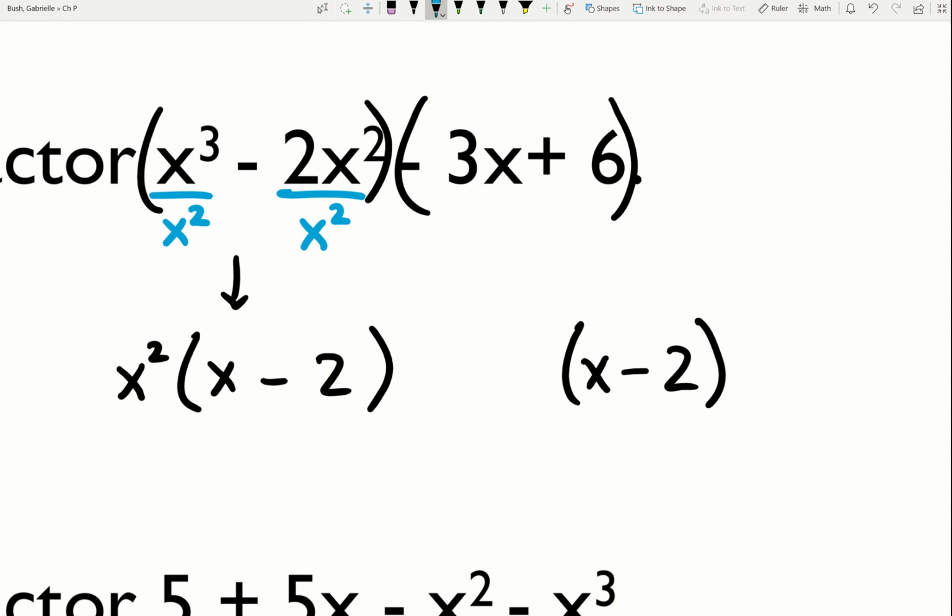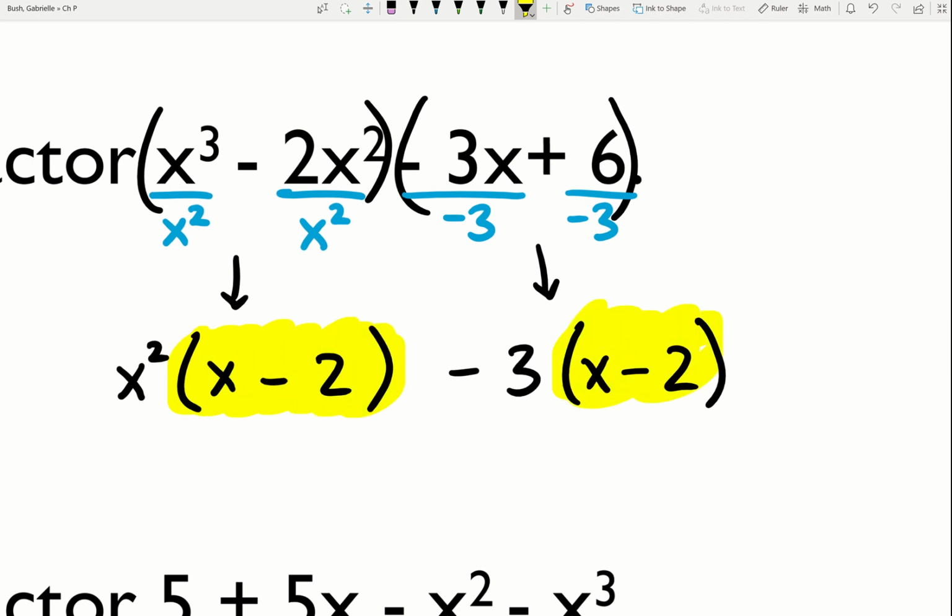And so I'm going to look at my second group and ask myself, what would I need to factor out so that I leave behind an x minus 2? I think pretty straightforward here, that's going to be negative 3. So I'm going to factor out a negative 3 in that second group, and x minus 2 is my leftovers there. And now what I want you to notice is that whenever we factor out those GCFs in those 2 groups, these 2 groups now have a common factor of these leftovers.